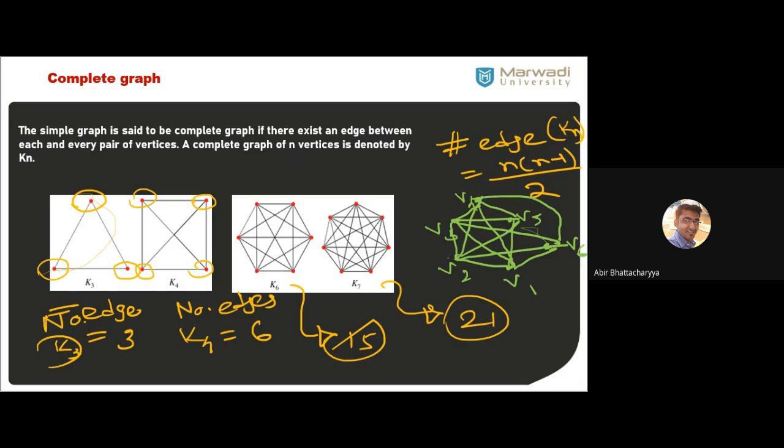Last V5 to V6. All tasks of V5 completed. Now what is left? V6. V6 is totally dependent on others. Okay. So all tasks of all vertices have been completed.